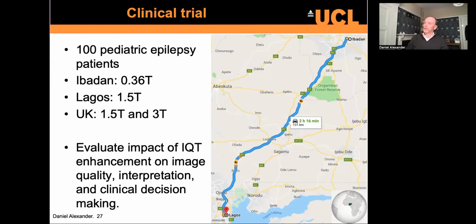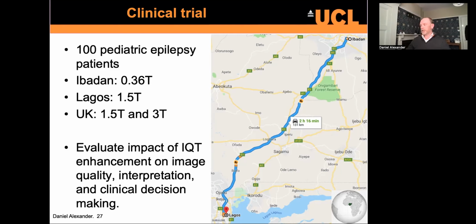We are acquiring from around 100 pediatric epilepsy patients low field images in Ibadan, and once we've done that, we then bus those individuals down to the capital. It's not a capital anymore, is it? But down to Lagos, where there's a private clinic that has a 1.5T machine. So we get the equivalent high quality images from them there.